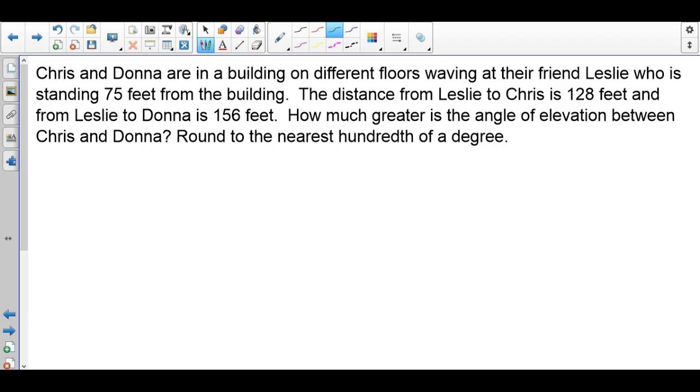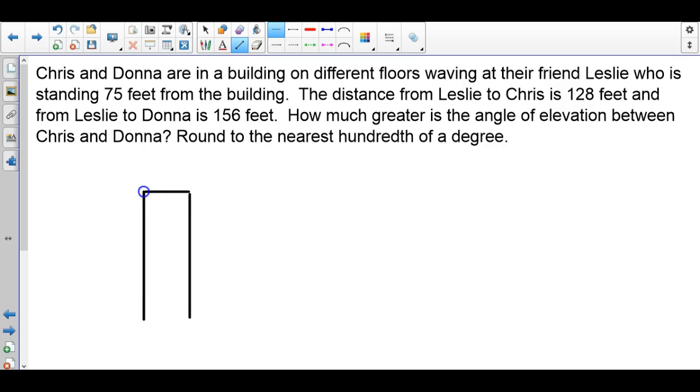It says Chris and Donna are in a building and they're on different floors waving at their friend Leslie, who is standing 75 feet from the building. So I'm going to go ahead and say, okay, this is the building.